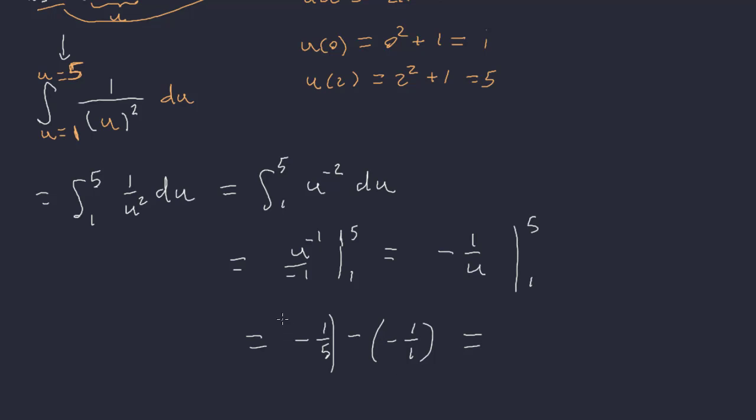Okay, so let me put them both in parentheses here. All right, so I have negative 1/5 plus 1, that's 5/5, so the whole thing comes out to be 4/5.